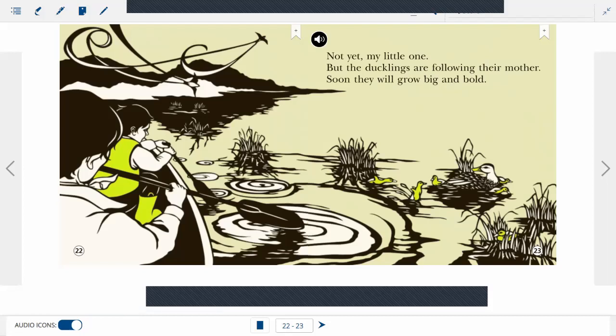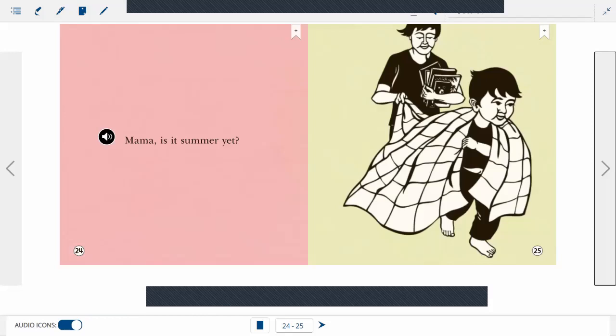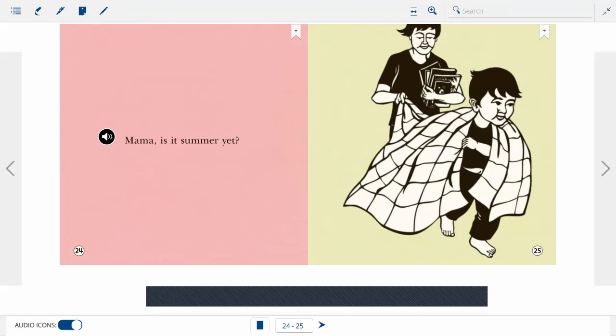All right, can you picture in your mind the little ducklings following the mother duck? What else can you picture in your mind? When they say ducklings, they're talking about baby ducks. Mama, is it summer yet? Well, I see the boy and his mother with books and a blanket. So in my mind, I can picture them curled up and reading together. I imagine that they're outside because the weather is getting warmer.